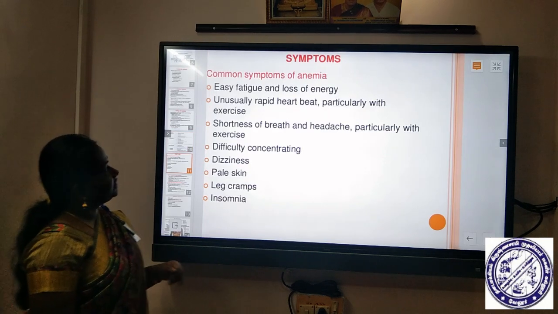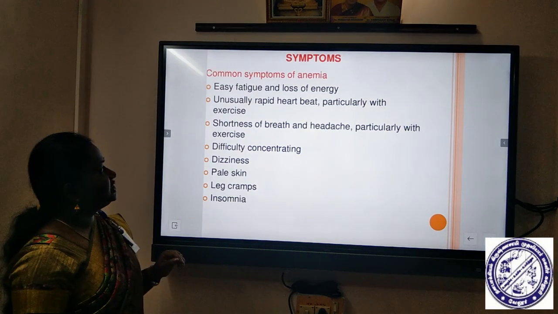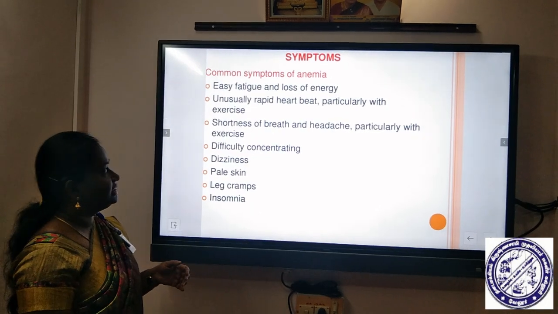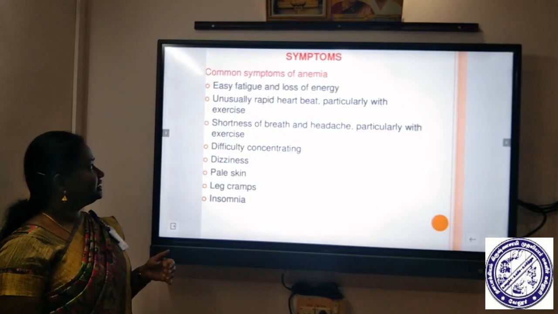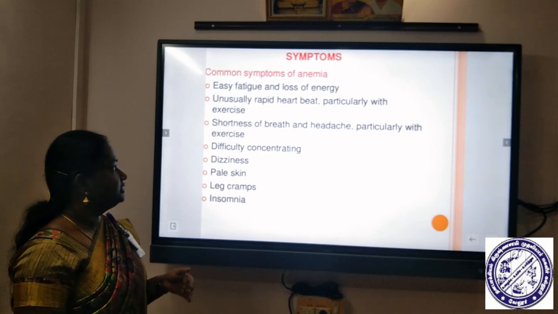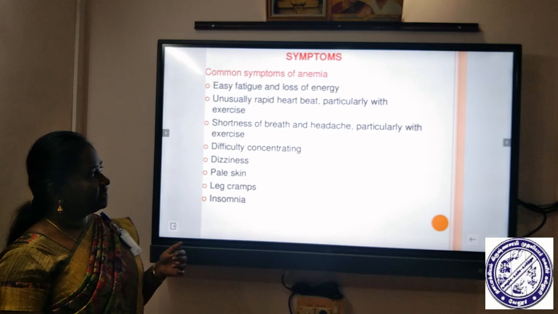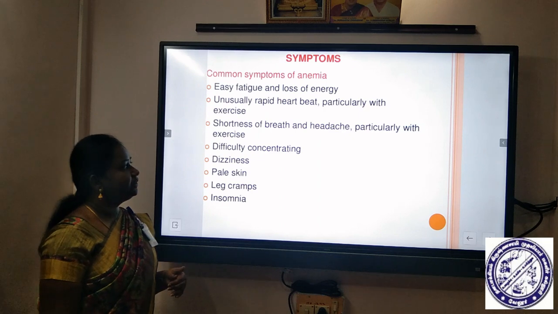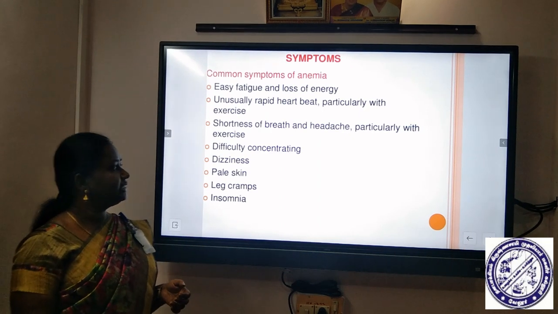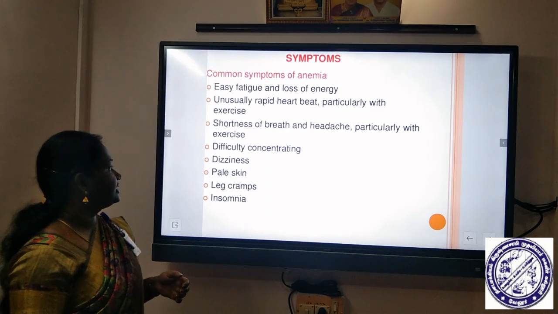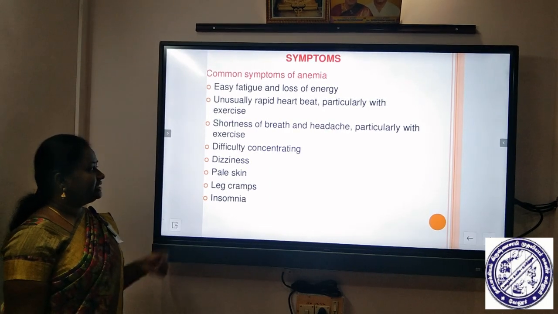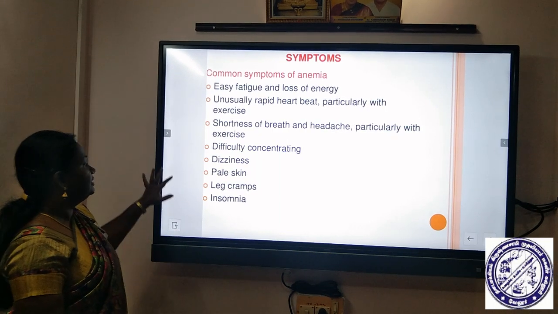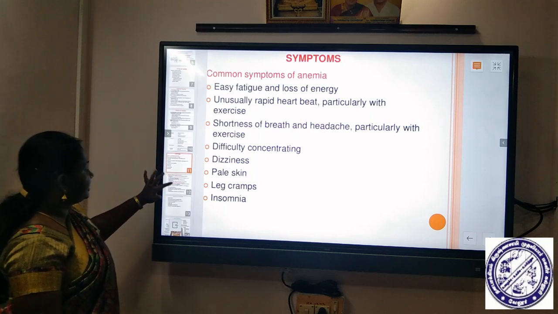And these are the common symptoms of anemia. Easy fatigue and loss of energy. The people suffering from this anemia will be very tired, and they will be suffering from loss of energy, and usually rapid heartbeat will be noticed. While they walk, or climb the steps, or do exercise, they will experience this rapid heartbeat, and shortness of breath, frequent headache for no reason, particularly during exercise, difficulty in concentration, dizziness, pale skin, leg cramps, insomnia. Insomnia is nothing but difficulty in sleeping.